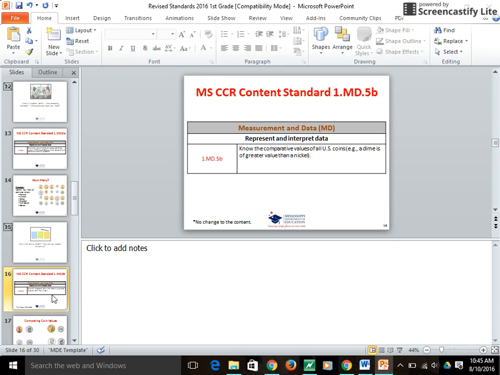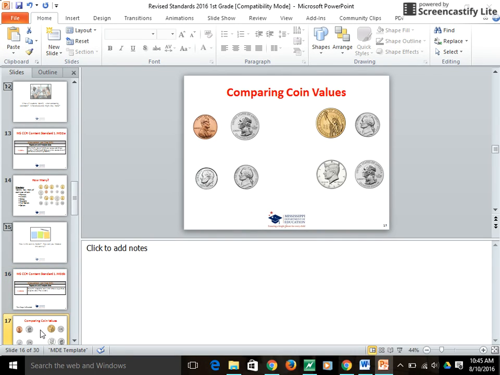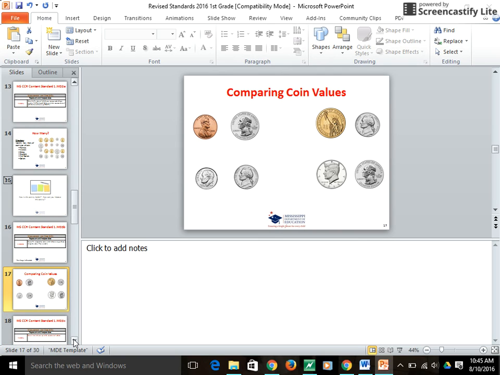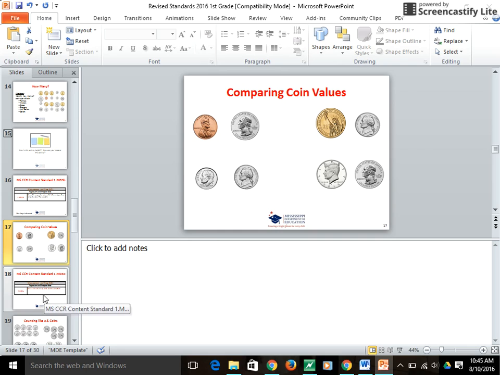Your next addition is 1MD5B. Be able to compare coins, okay? So know that a dime is greater than a nickel, that a penny is less than a quarter. So be able to compare coin to coin. Something like this: a penny is less than a quarter, and a dime is more than a nickel. Go through that coin by coin with the kids, making sure that they understand how these coins compare one to another. Because we know that it gets confusing when a dime is smaller than a nickel but of a greater value. So all that needs to be worked out in first grade.